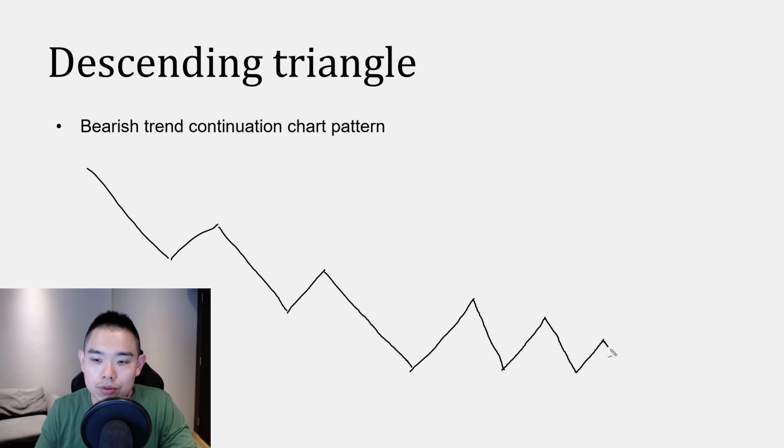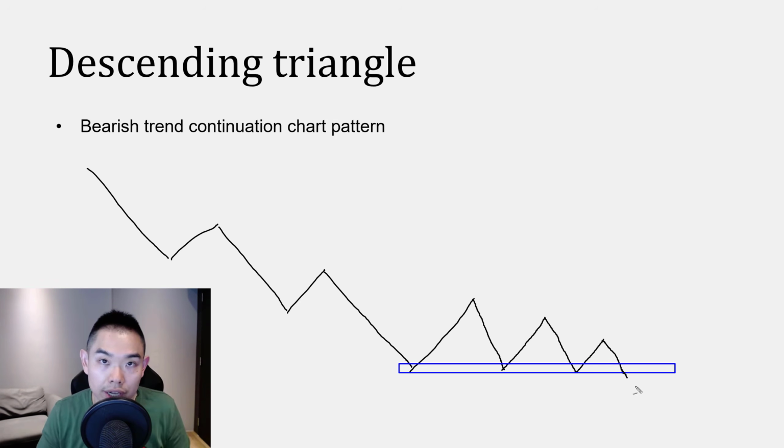And then this time around, it tries to break the lows once again. And what we have over here is what we call an area of support. So if the price can break below this area of support, this is where we say the descending triangle pattern is complete, and the market could possibly head down lower.